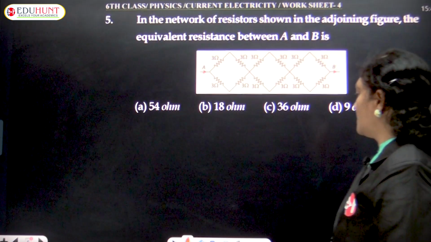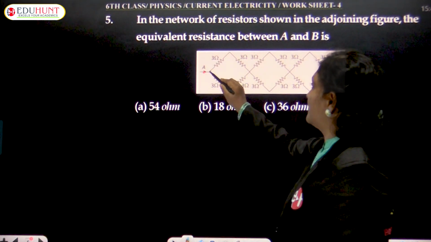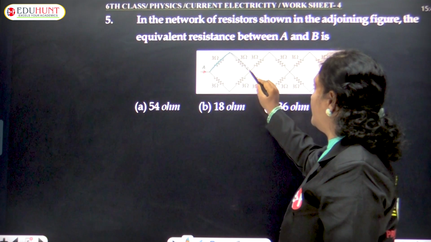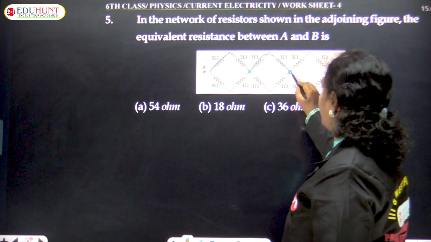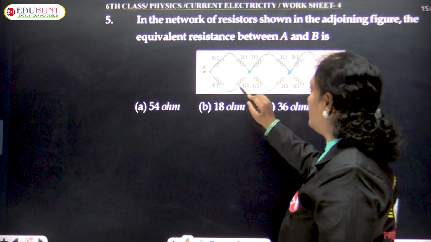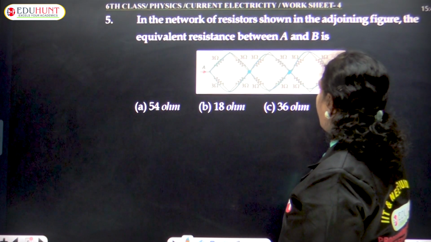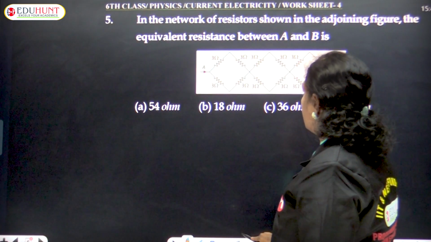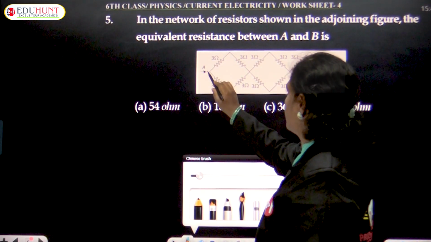So, let us observe the picture carefully. Here, in the upper part, this 3 and 3 are connected in series, again this 3 and this 3 are connected in series, and similarly coming down, these two are connected in series, these two are connected in series, these two are connected in series. Solving those, let us see what happens.